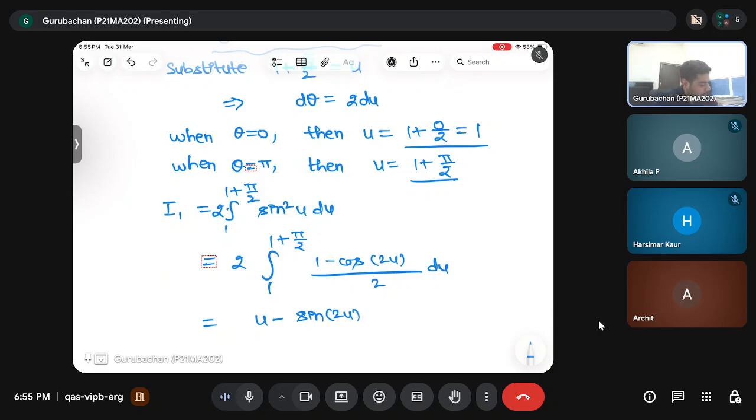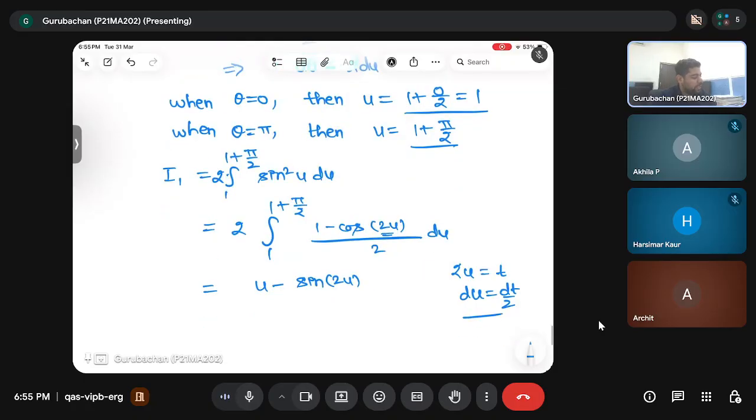Now we can do something smartly. For example, here is a scalar multiplication. What is the possible thing? Either you substitute 2u as some t, or, since there is a scalar multiplication, observe and do the calculation. If you make this t, du will be dt by 2. So ultimately the integration will be descaled by half.